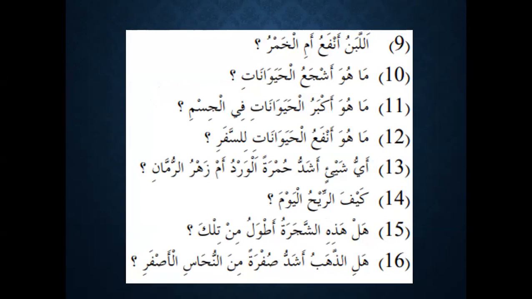ما هو أشجع الحيوانات؟ الأسد أشجع الحيوانات. أشجع, the brave. ما هو أكبر الحيوانات في الجسم؟ الفيل أكبر الحيوانات في الجسم. Or you can say الحوت, the whale, the big. So which is the biggest of the animals with regards to the jism, the body? ما هو أنفع الحيوانات للسفر؟ الجمل أنفع الحيوانات للسفر. Jamal, the camel, is the most beneficial for travel.